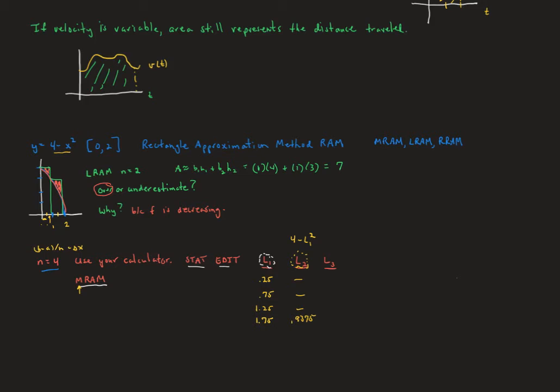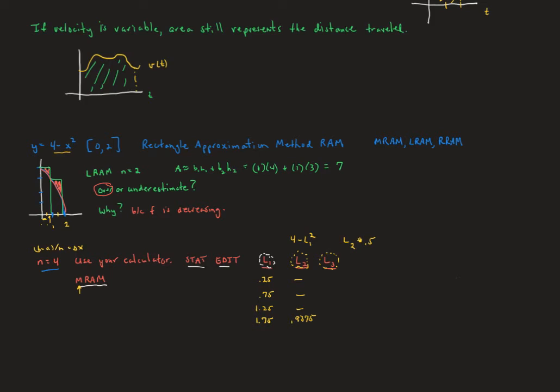Now for L3, if we had a variable delta x, we could put the delta x's in there. But in our case, the delta x's are always going to be 0.5. So we can up arrow into the formula bar and take our answer that's in L2 and multiply that by 0.5, our delta x.